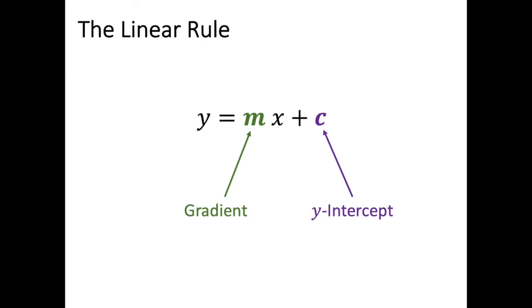Before we have a look at an example, remember the general format of a linear equation is going to be y equals mx plus c. M is going to be the gradient, which is the slope of our line, which we find in step 1, and c is going to be the y-intercept, which we find in step 2.